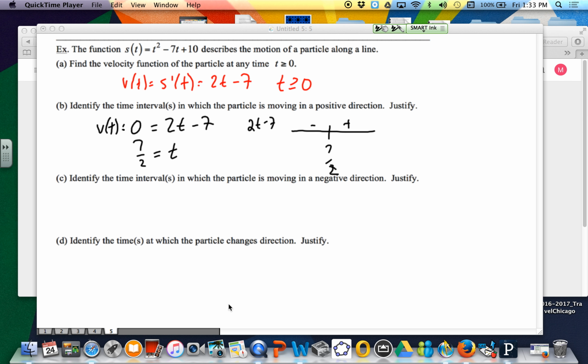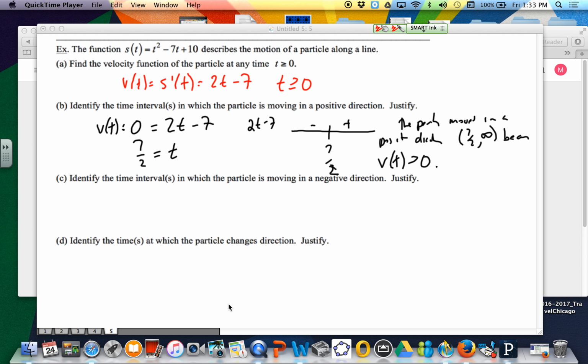So, the particle moves in a positive direction on the interval 7 halves to infinity because v of t is greater than 0.